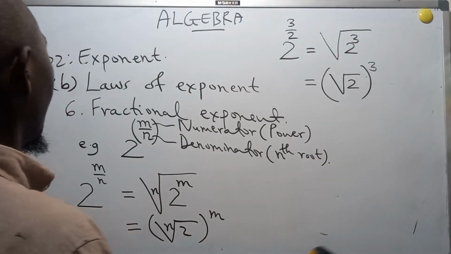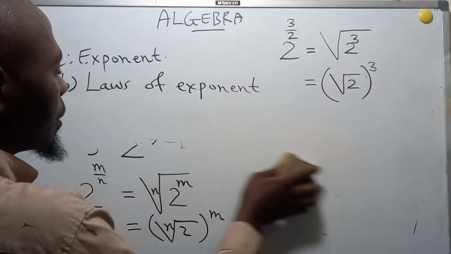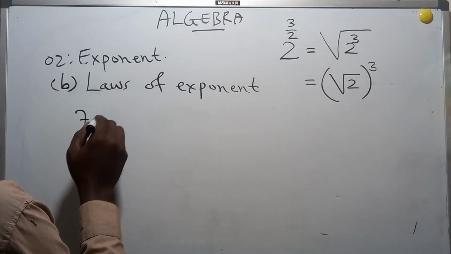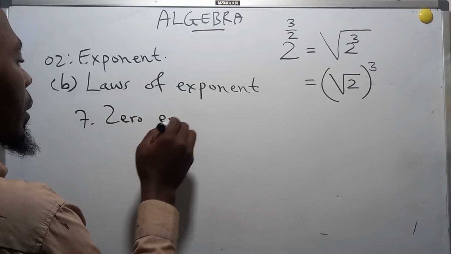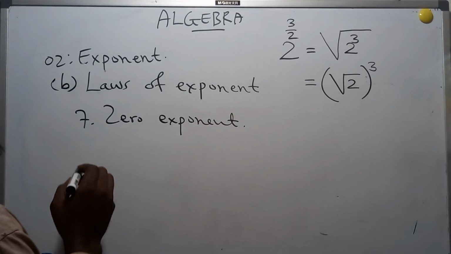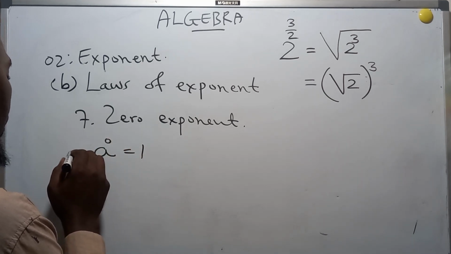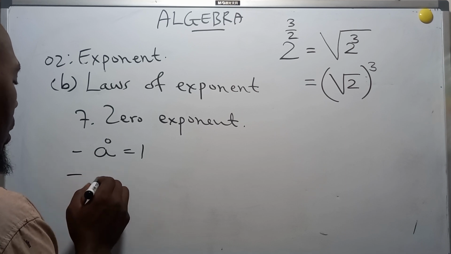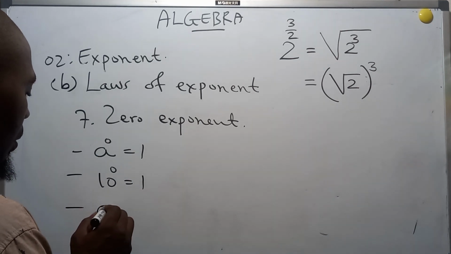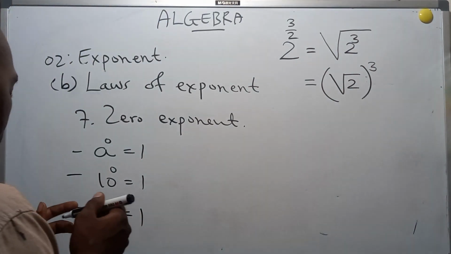Okay, let's look at the seventh law of exponent, which is zero exponent. Any number power 0 is equal to 1. A power 0 is equal to 1. 10 power 0 is equal to 1. C power 0 is equal to 1. Therefore, any number power 0 is equal to 1.